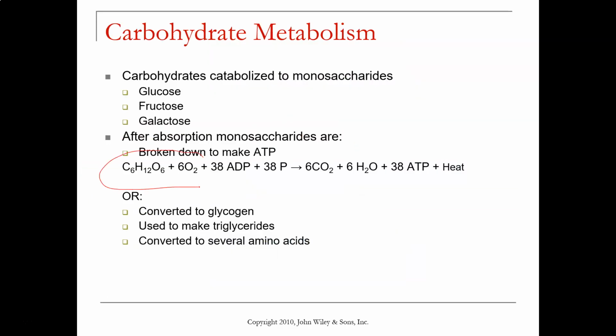Okay, a review of cellular respiration. We already reviewed this when we covered the respiratory system, but do make sure you know this basic overall equation of cellular respiration. So the carbohydrates that you consume can be broken down or catabolized by your cells to make ATP, or you can store them. For example, your liver can store them as glycogen, or you can convert them to fats or to amino acids.